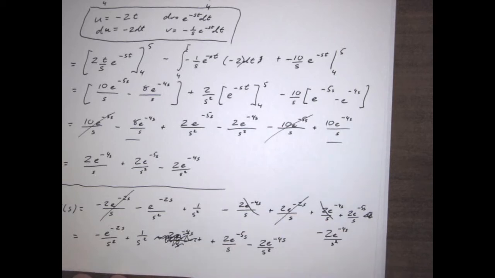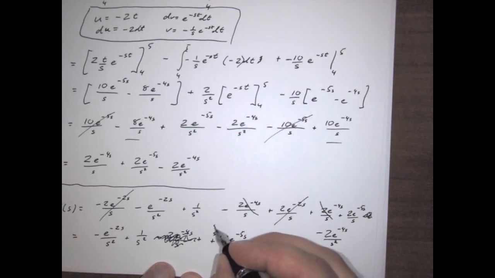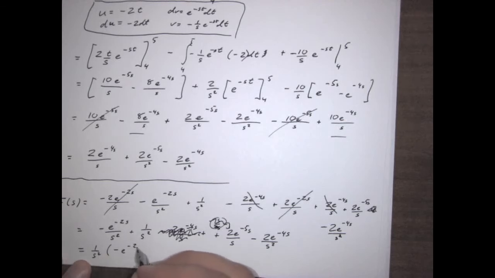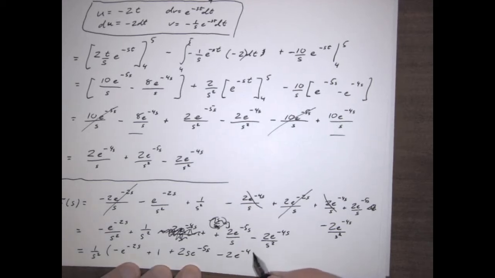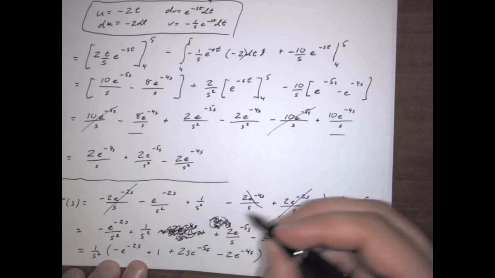Now here we can multiply the top and bottom of this by an s in order to give it a common denominator. And so if we wanted, we could pull out 1 over s squared, and it would be negative e to the minus 2s plus 1 plus 2s e to the minus 5s minus 2e to the minus 4s. So that would be a common way of rewriting it in order to simplify it, give it a common denominator.